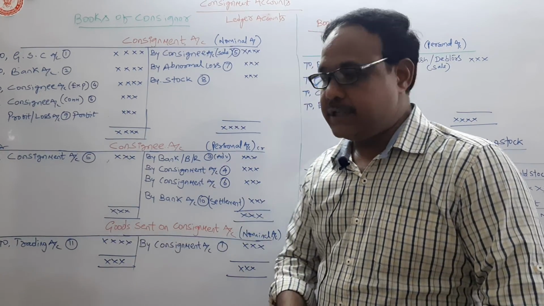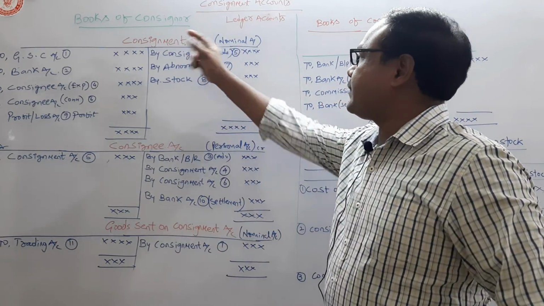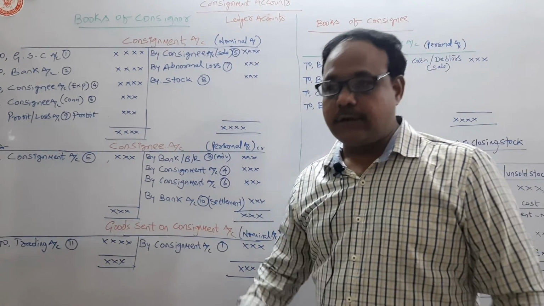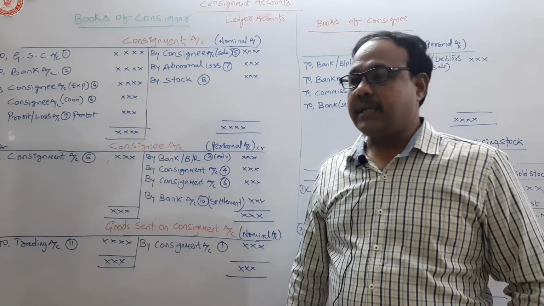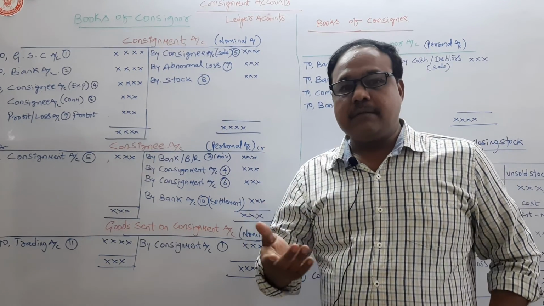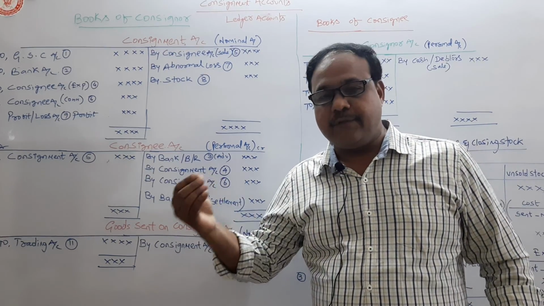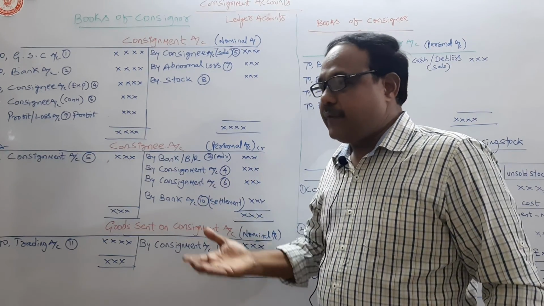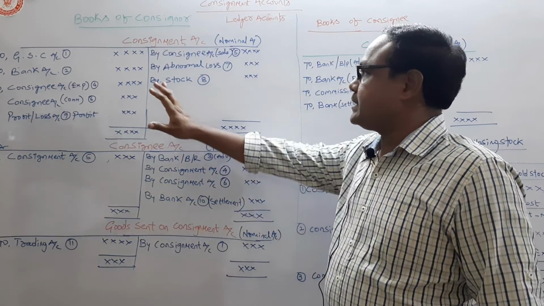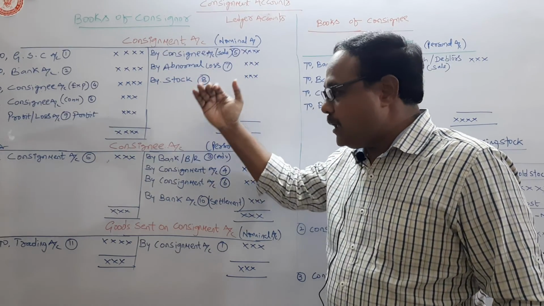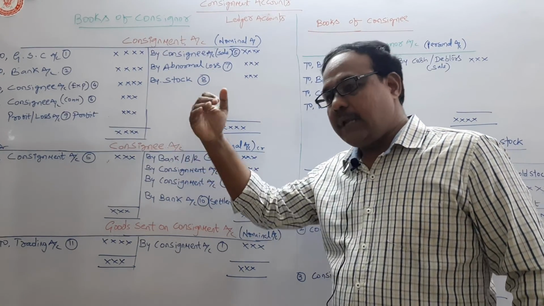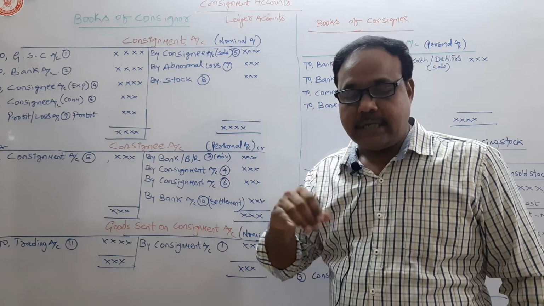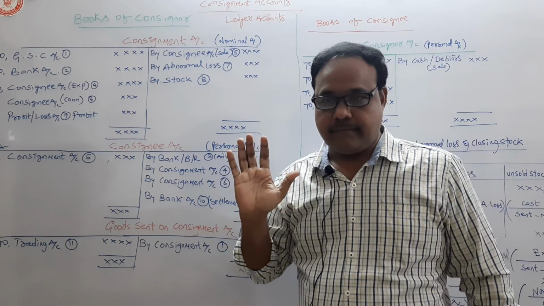Today, ledger posting in the books of consigner and also in the books of consignee. Remembering journal entries is somewhat a difficult task for students. So here is a very easy approach: you go through the ledger postings and then you will be able to remember the journal entries very easily.